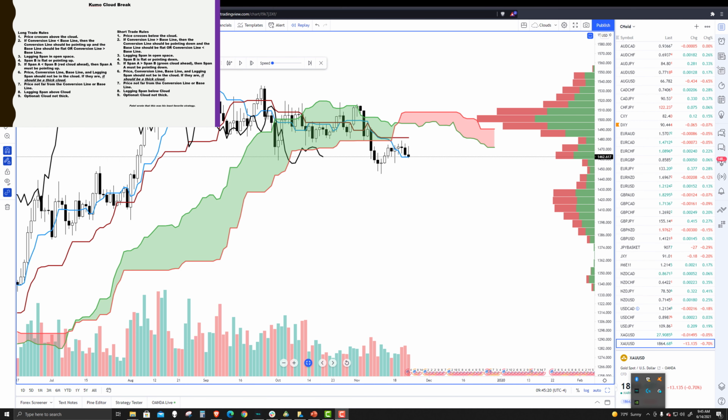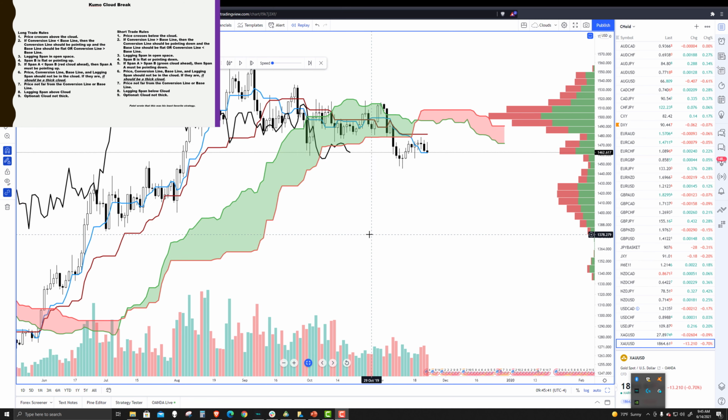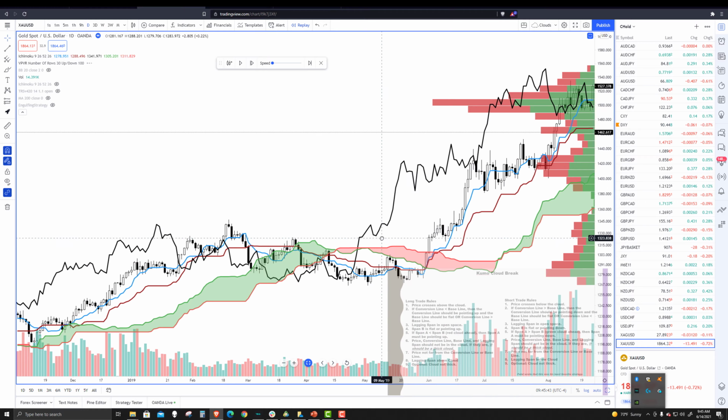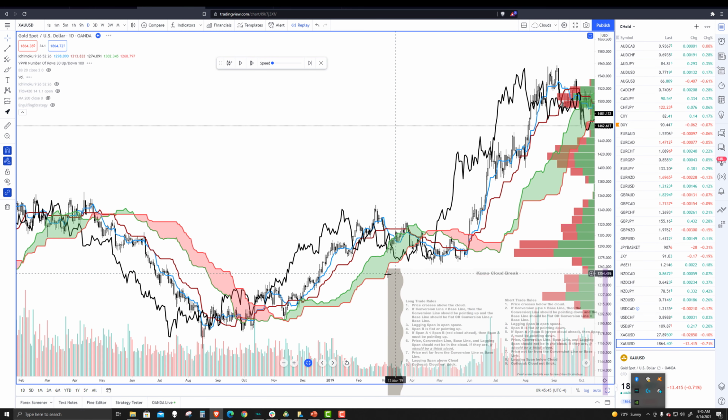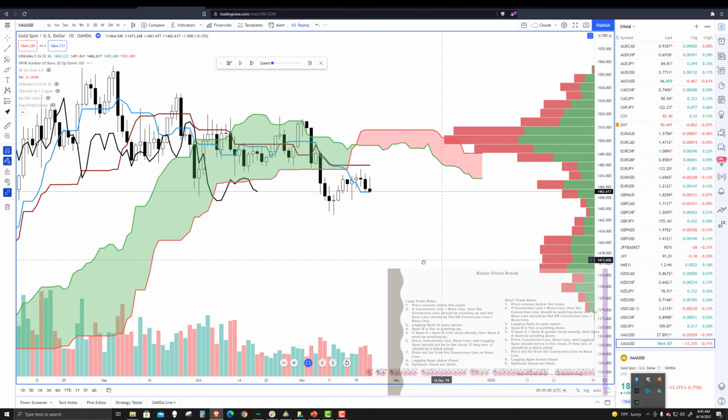So this third strategy is called the Kumo cloud break. Manesh Patel said that this is his least favorite, and I can tell why. It's also the most conservative, and it's really exact same thing as the ideal Ichimoku break, with the exception that the lagging span needs to be above the cloud for a bullish entry and below the cloud for a bearish entry.